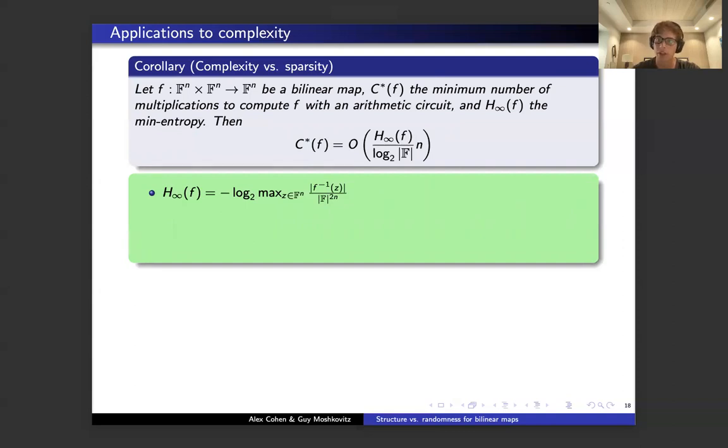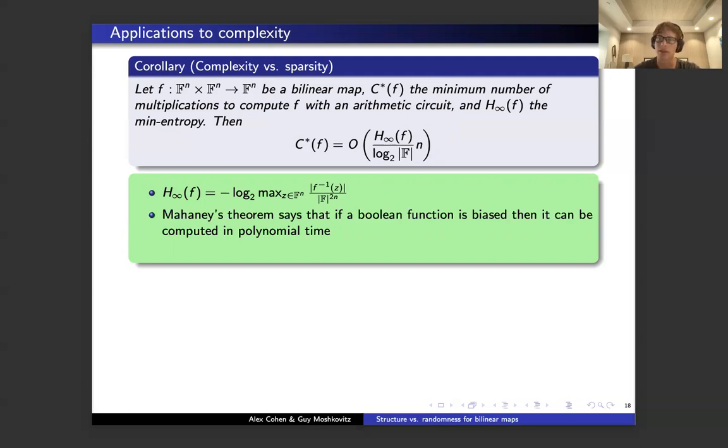So it follows from our theorem as an immediate corollary that if the min entropy is small, so the function is quite biased, then it can be computed with a small number of multiplications. This can be thought of as a quantitative version of Mahaney's theorem from theoretical computer science. So Mahaney's theorem says that if a Boolean function is very biased, then it can be computed in polynomial time. And what this theorem says is that if a bilinear map is biased, then it can be computed very quickly at a rate that's related to the bias.